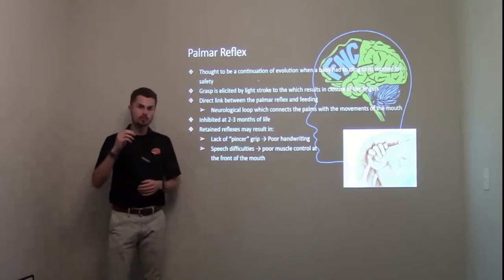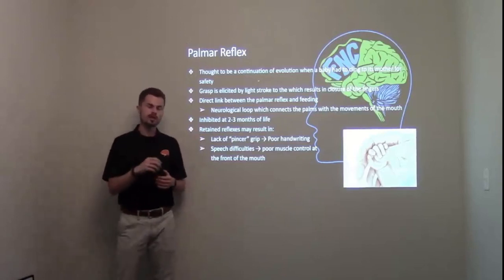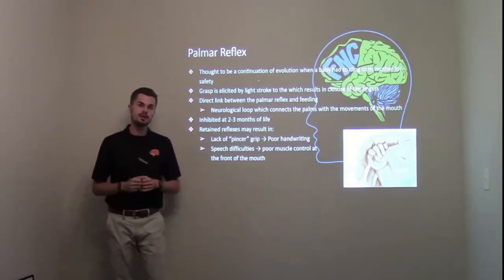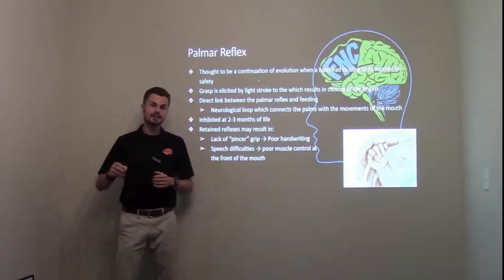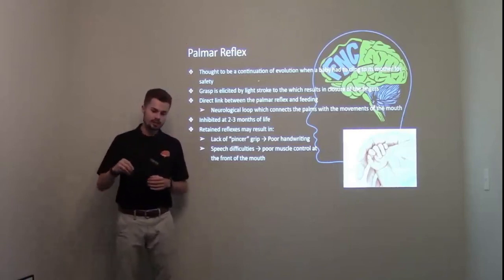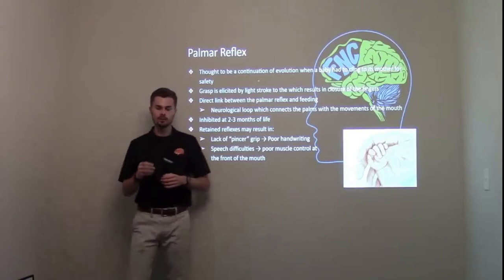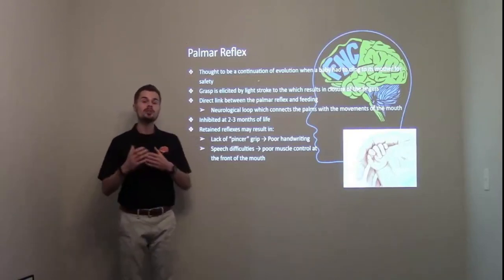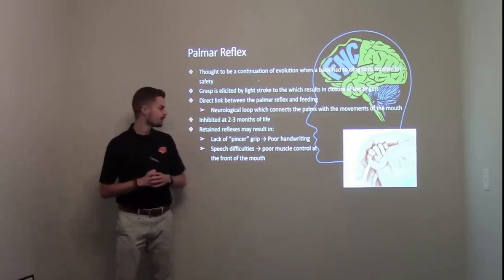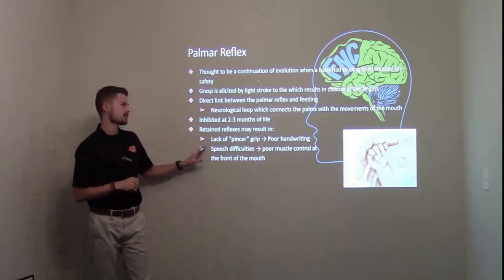Poor handwriting: you might see a child who has horrible handwriting and just doesn't get it. Another thing you might see is that when the child is learning to write, they have this mouth movement, moving their tongue in different directions and doing all these things with their mouth while they're writing. That could be a sign of a retained palmar reflex. And speech difficulties can form from this.